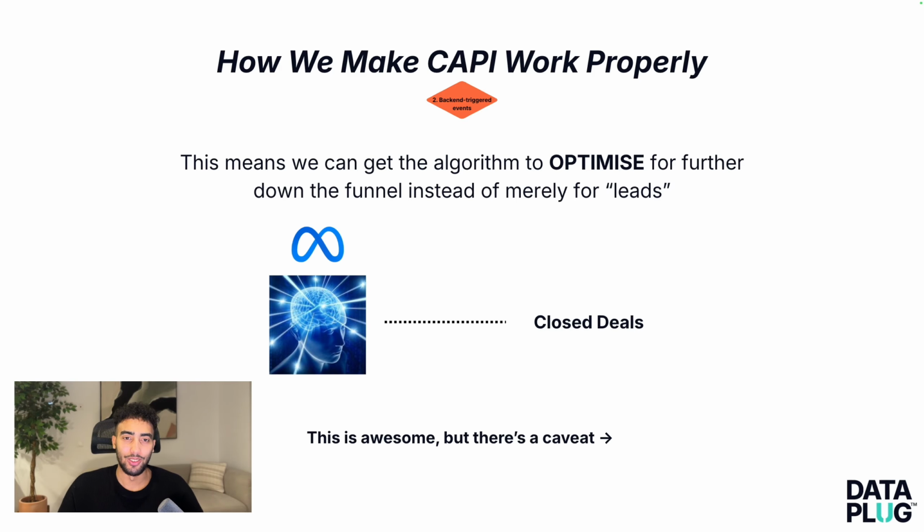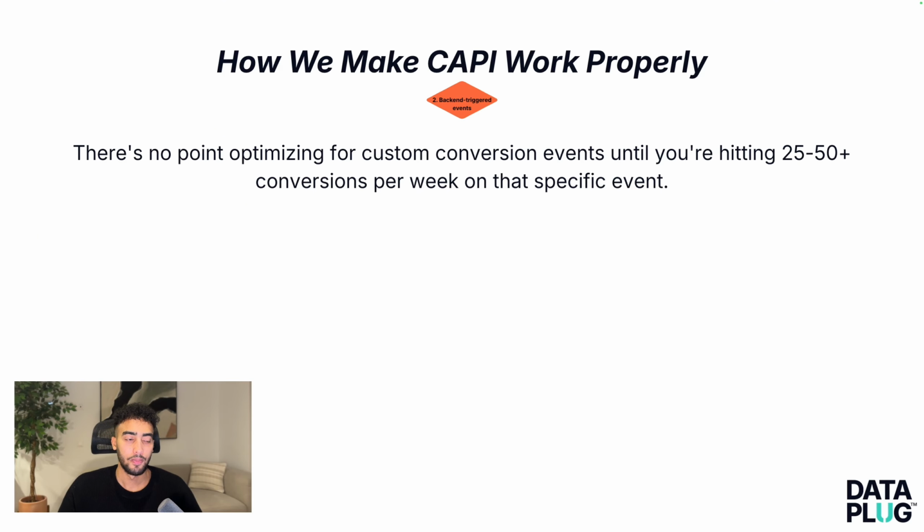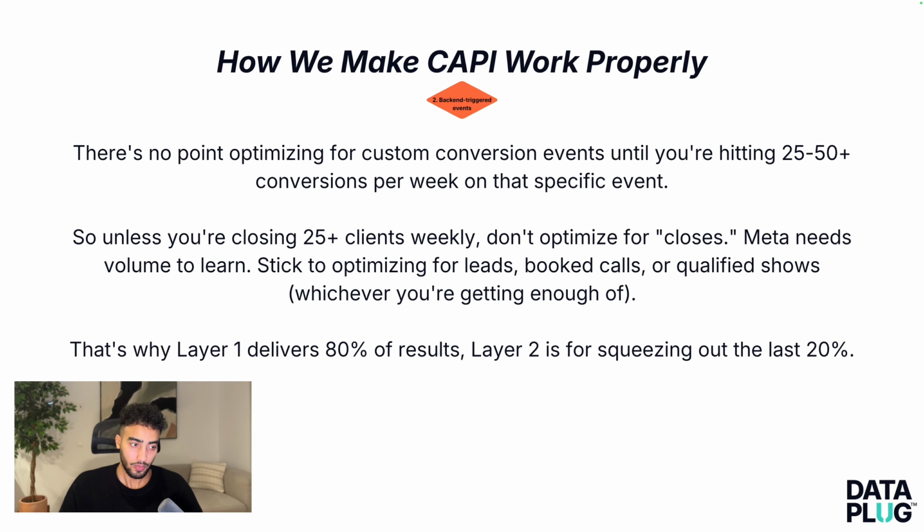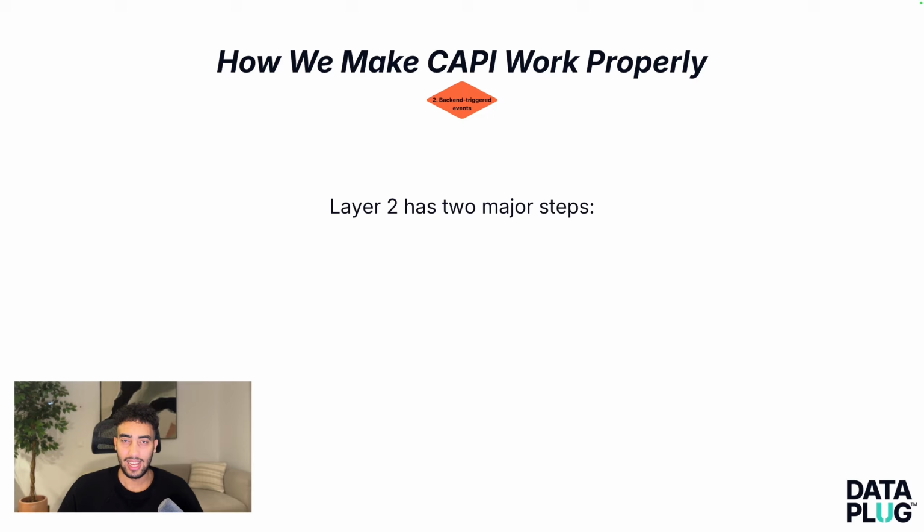But look, this sounds awesome, but there's a small caveat. There's no point optimizing for custom conversion events until you're hitting 25 to 50 conversions per week on that specific event. So unless you're closing 25 clients a week, don't optimize for closes or purchase. Meta needs volume to learn. So stick to optimizing for leads, then when you have enough booked calls, then qualified shows and so on. And that's why layer 1 gives us 80% of the results, and layer 2 is more for squeezing that tiny part that's left.